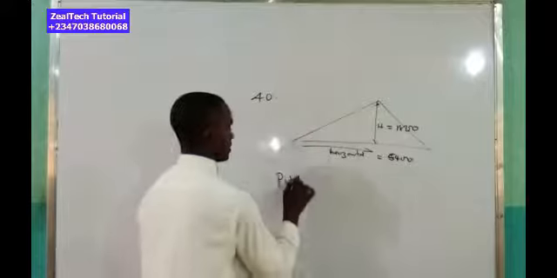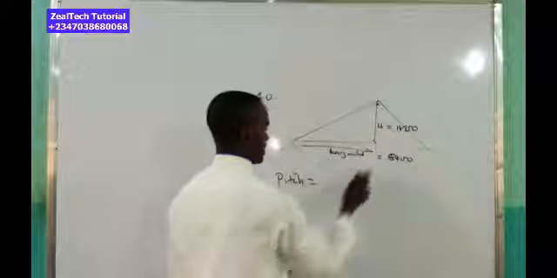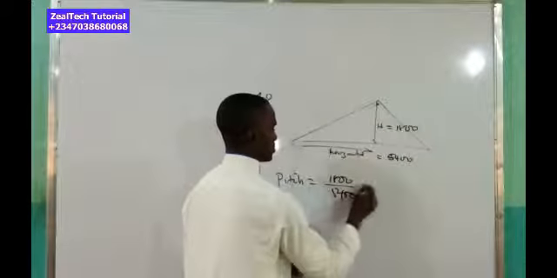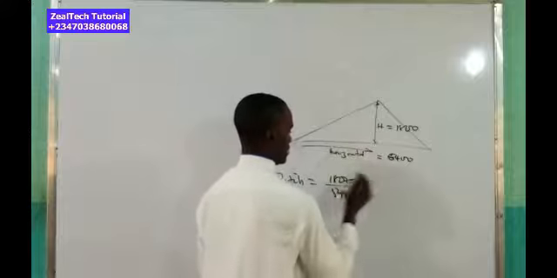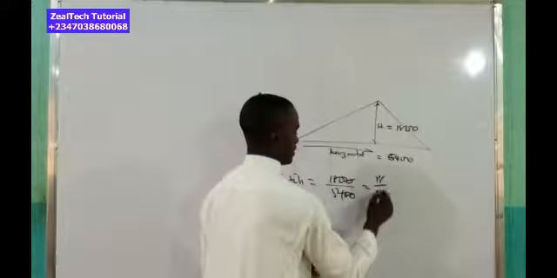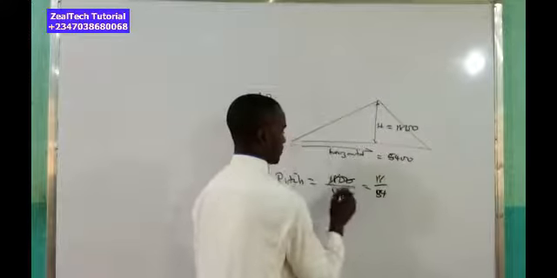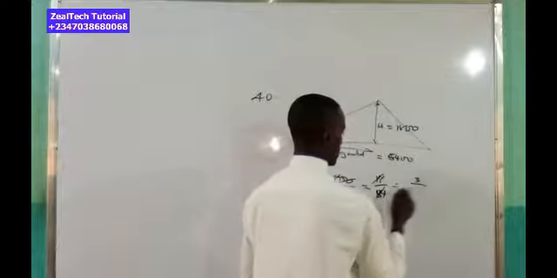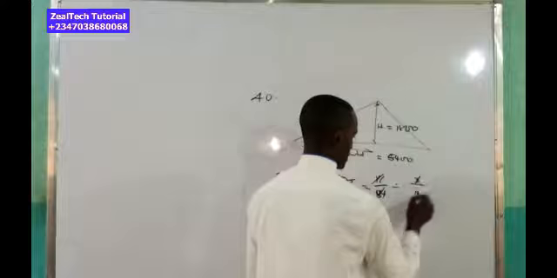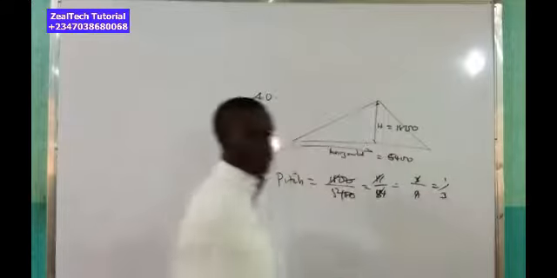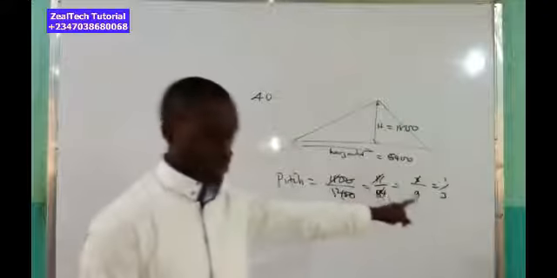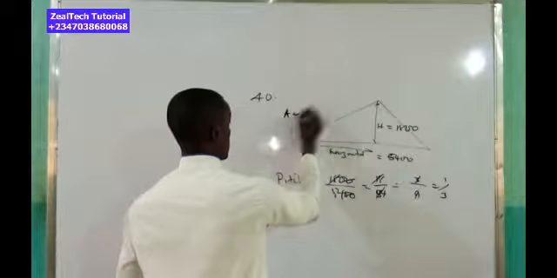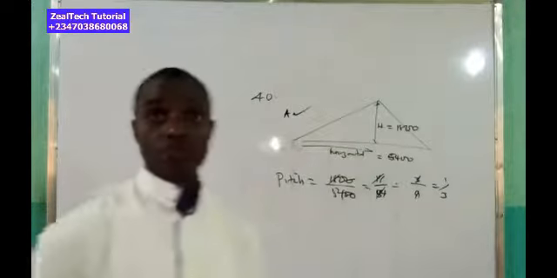Pitch is calculated as follows. 1800 divided by 5400. If you cancel out, you're going to have 18 over 54. And if you cancel again by 6, you're going to have 3 over 9. You cancel it, you're going to have 1 over 3. So the pitch is simply 1 over 3. And then the answer is what? A. That's the correct value for this problem.